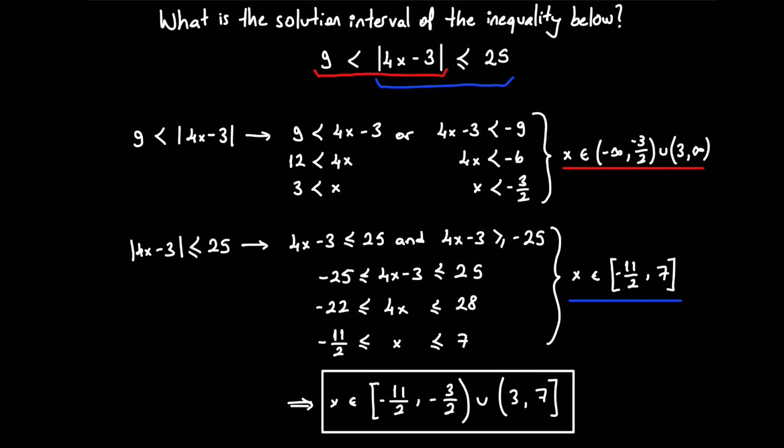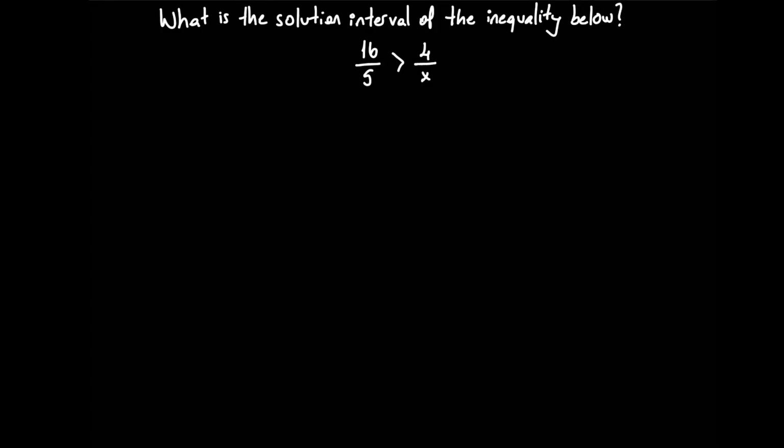Now let's continue with the second question. The question again says, what is the solution interval of the inequality below? The inequality is 16 over 5 is greater than 4 over x. Here we have two cases. x can be lower than 0 or x can be higher than 0. x cannot be 0 because it's in the denominator of this 4 over x fraction. Therefore, it cannot be 0.